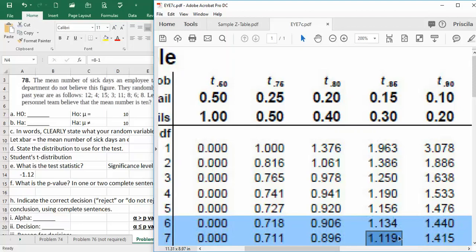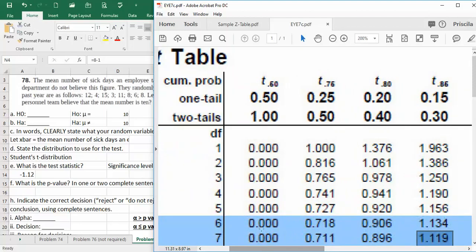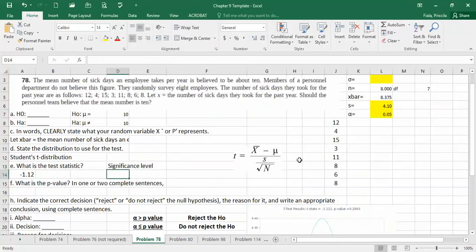Now what you need to do is go up here and determine you're working with a two-tailed test. You're working with a two-tailed test, correct? Therefore, you're going to have a p-value of 0.30. Again, you're working with a two-tail, therefore you're going to be using 0.30. If you're using a one-tail, you would be using the 0.15. Therefore, we know that my p-value is going to be equal to 0.30, correct?